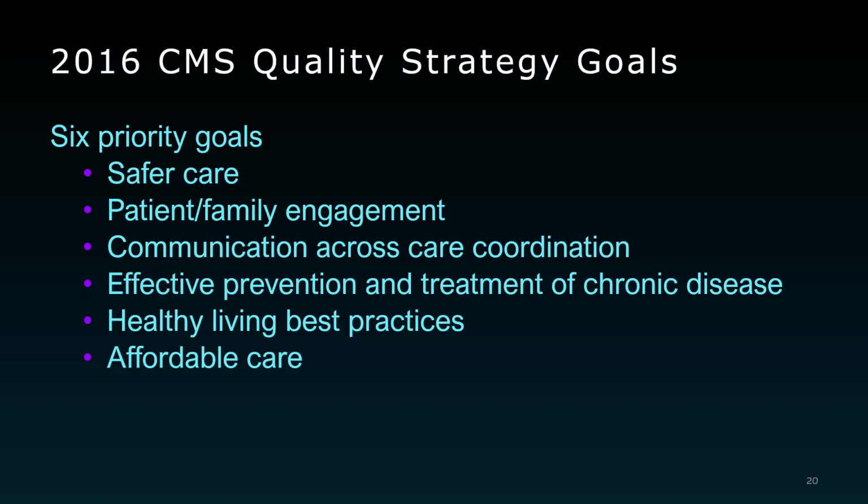And the first goal was to make care safer by reducing harm caused in the delivery of care. The second goal was to strengthen person and family engagement as partners in care. Goal 3 was to promote effective communication and coordination of care. Goal 4 was to promote effective prevention and treatment of chronic diseases. Goal 5 was to work with communities to promote best practices of healthy living. And Goal 6 was to make care affordable.